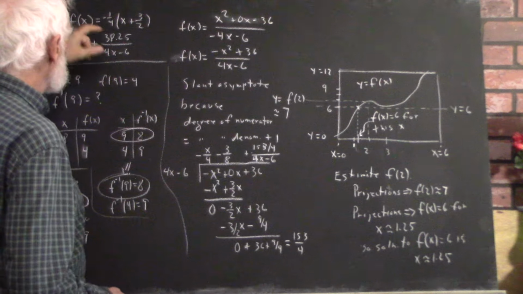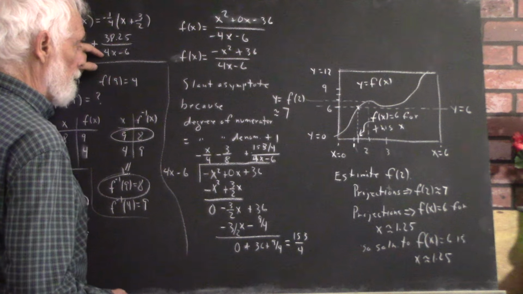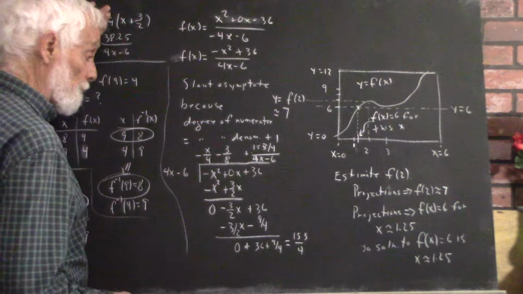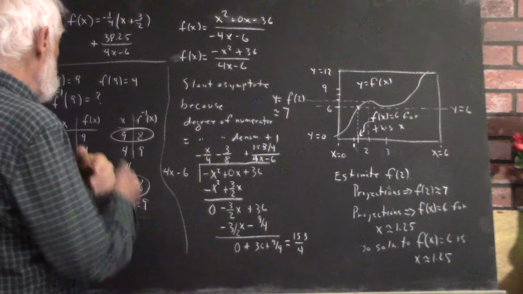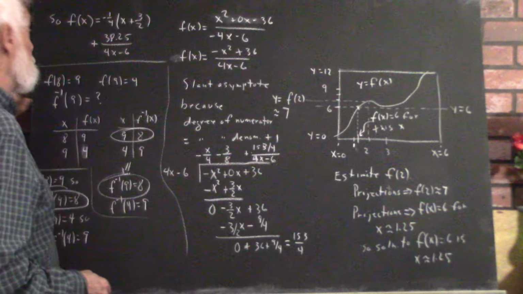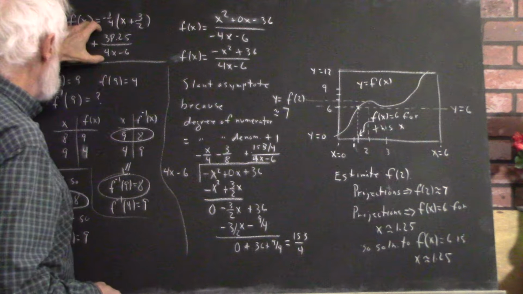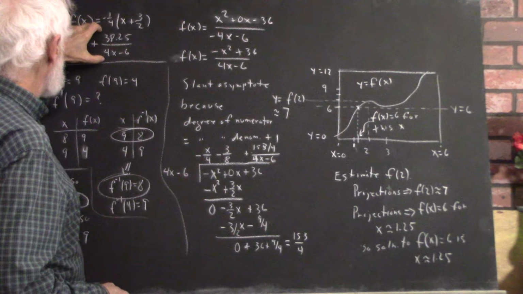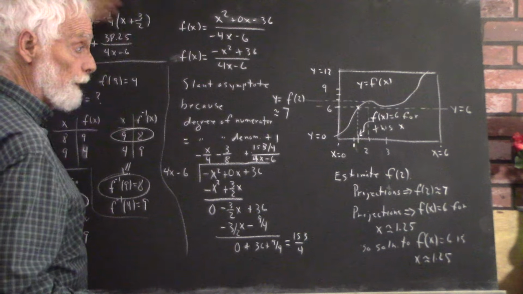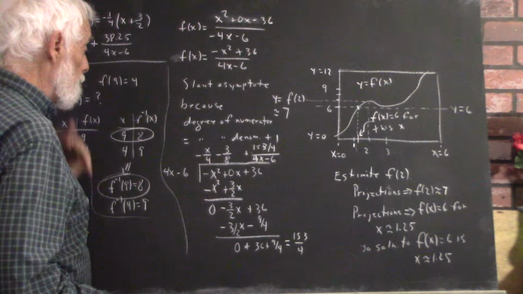If I want an integer up here, I multiply numerator and denominator by 4. I get 153 over 16x minus 24. And maybe sometimes you want to do that, but it really doesn't matter. You see then that what we have is a rational function here plus a linear function. This is just a straight line graph, slope negative 1/4, y-intercept negative 3/8.